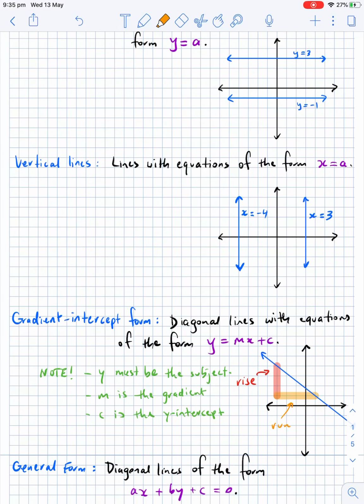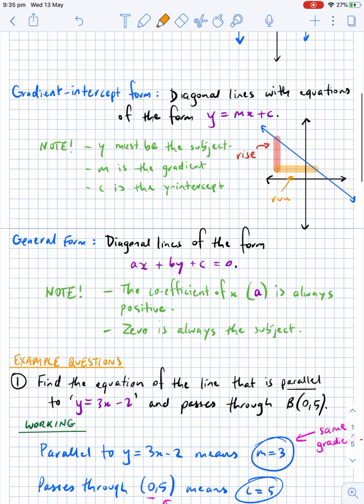Very similar with vertical lines, however, they have the equation of the form x equals a, where a is going to be your x-intercept. So this vertical line has an x-intercept of -4, so therefore it's x equals -4 for its equation. This one has an x-intercept of 3, so therefore the equation is x equals 3.